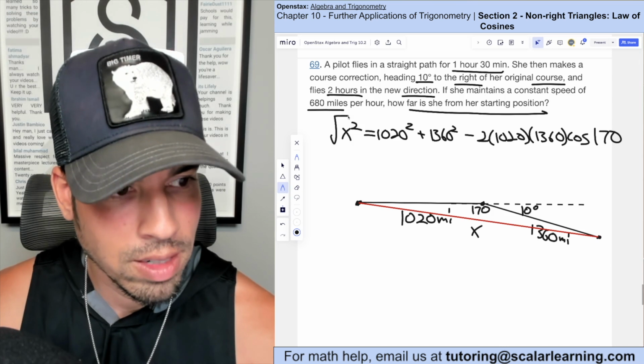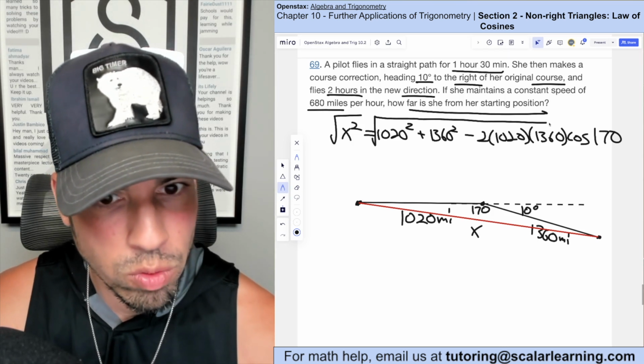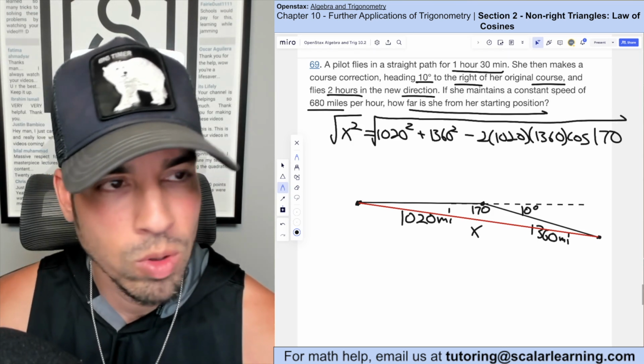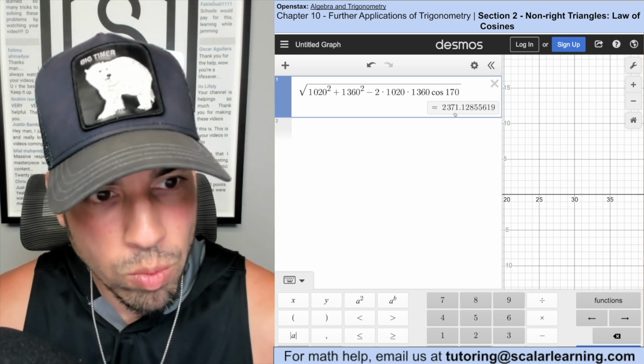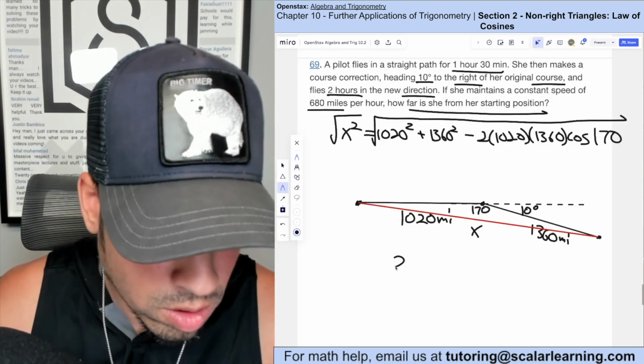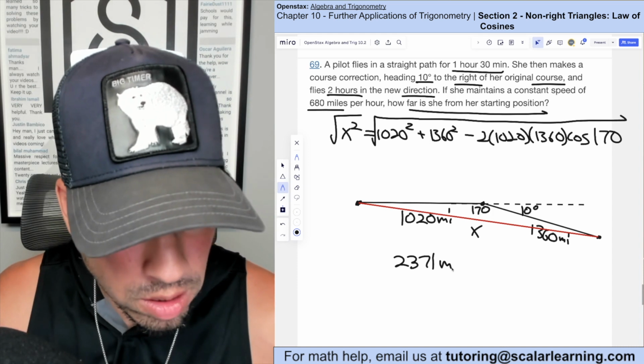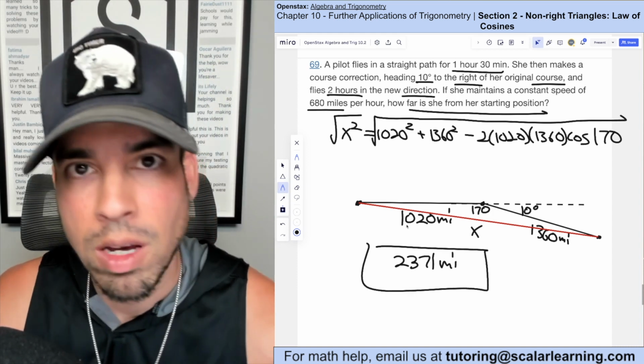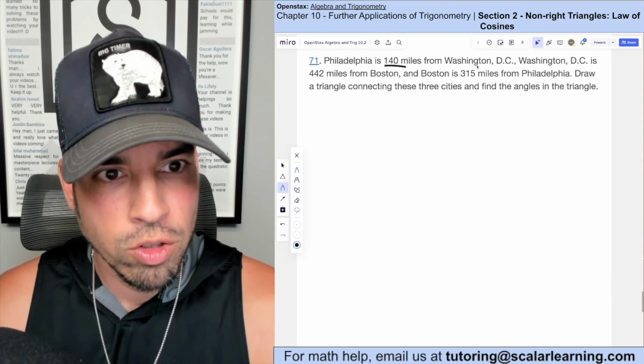Then we want x, not x squared, so I got to take the square root of everything, and we're going to do that in Desmos. And we get 2,371 rounded to the nearest whole number, so it's a distance of 2,371 miles. Boom, done.